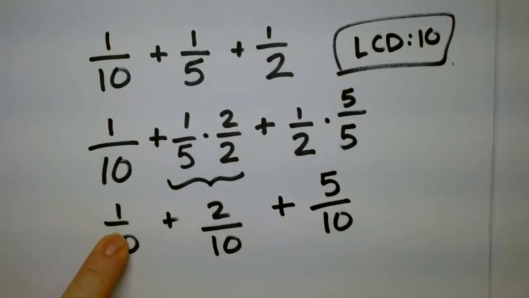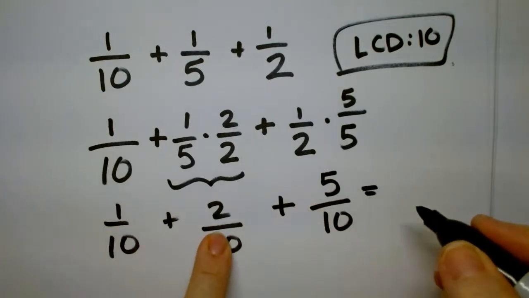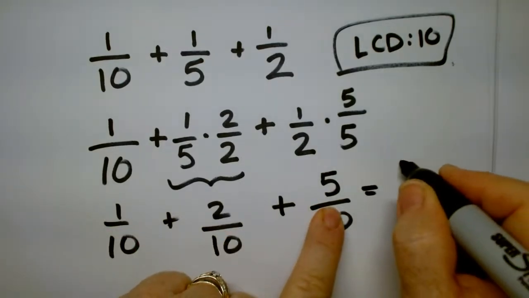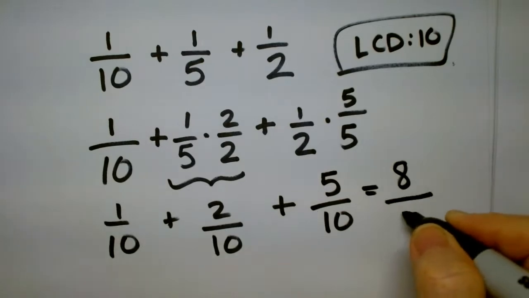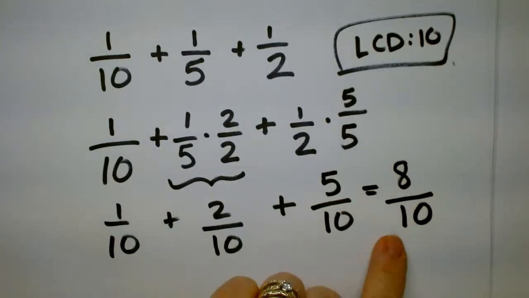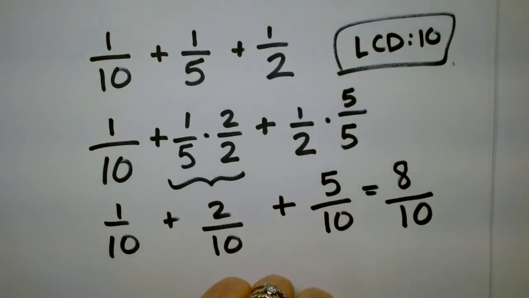So I have a 1 plus a 2 plus a 3. Not 3. Look at me. 1 plus 2 is 3. 3 plus 5 is 8. And then we don't add the bottoms, we just carry them over. So that's how many cookies you gave away. So out of every 10, you give away 8.